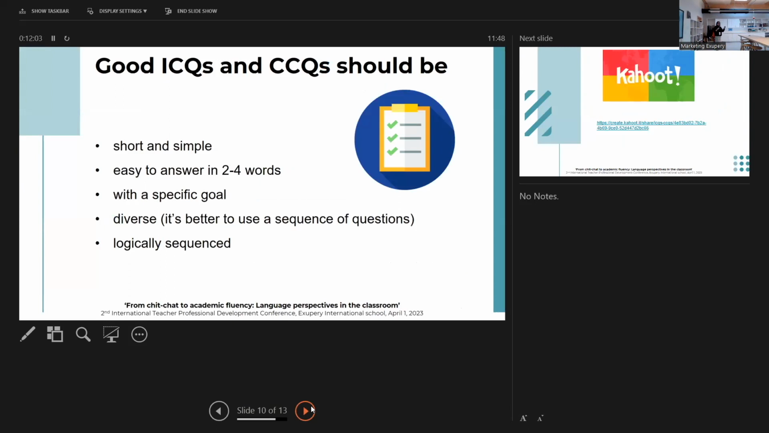And before we go to practical work, you actually have to engage with the questions. So a little checklist. The questions should be short and simple. So it's very important to make sure that questions are easier than the concepts you're trying to check. They're easy to answer in 2 to 4 words. Each question should target a specific element, have a goal, and it's better to check all the main aspects of the concept. So several questions, and they should be logically sequenced.